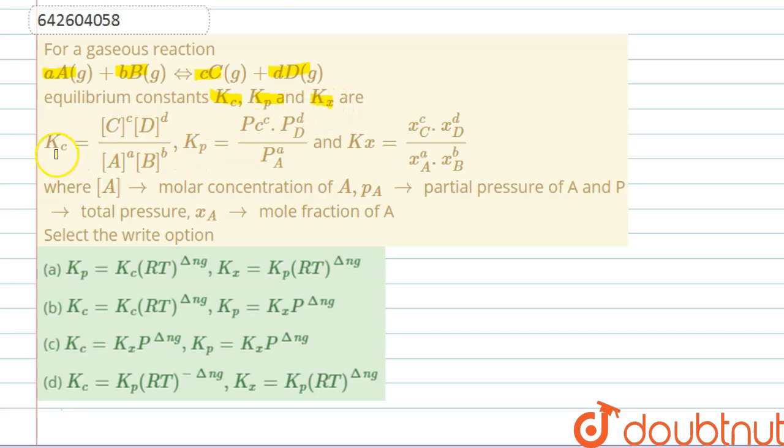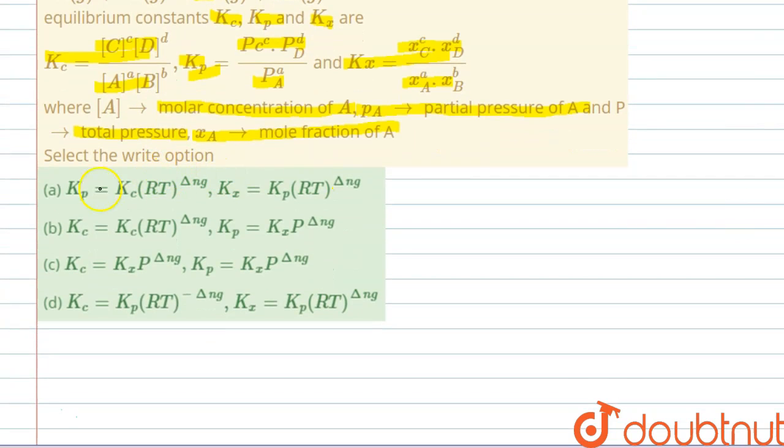Also we are given the values of these equilibrium constants, that is Kc is this, and we are given the values of Kp and Kx or Kchi. Now we are given that [A] represents the molar concentration of A, PA represents the partial pressure of A, P represents the total pressure and XA represents the mole fraction of A. Now we have to choose the right option. We are given the relations between these Kp, Kc and Kx.